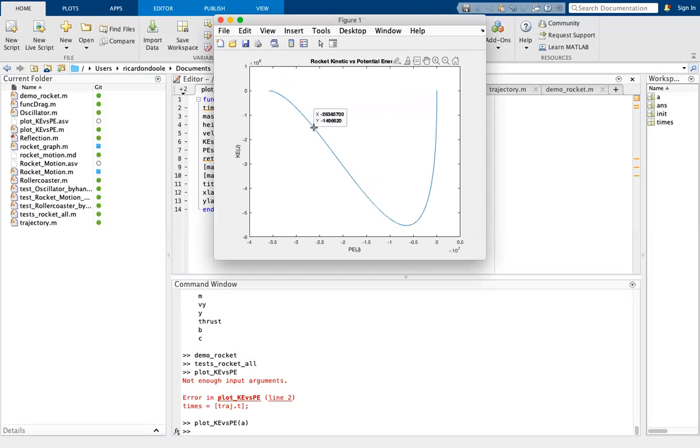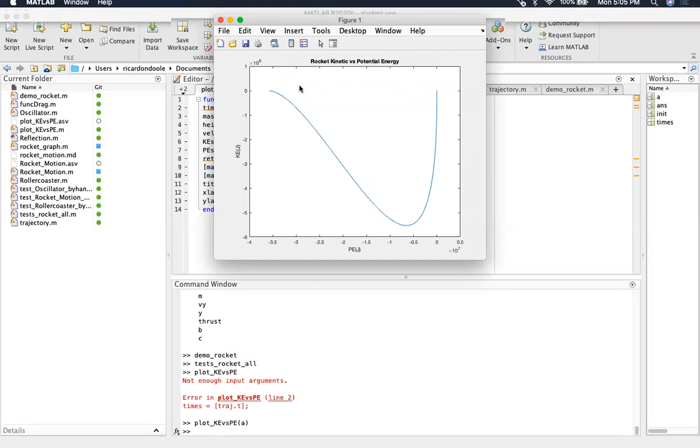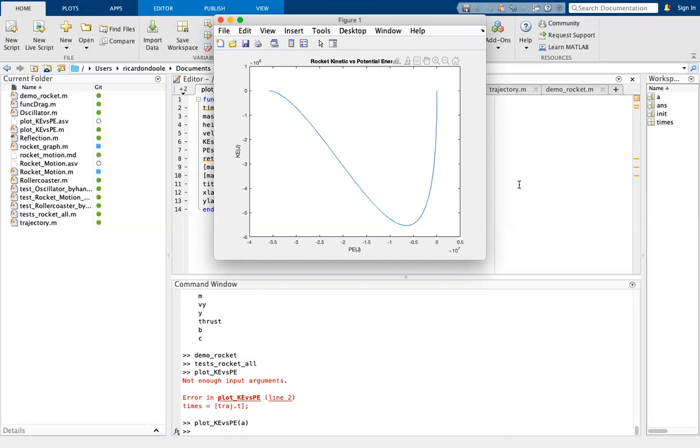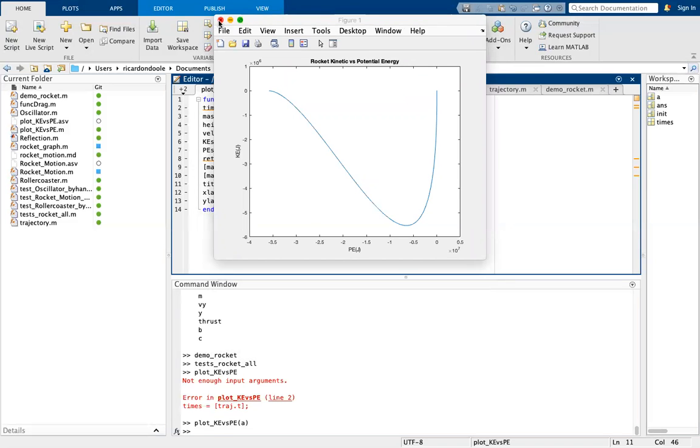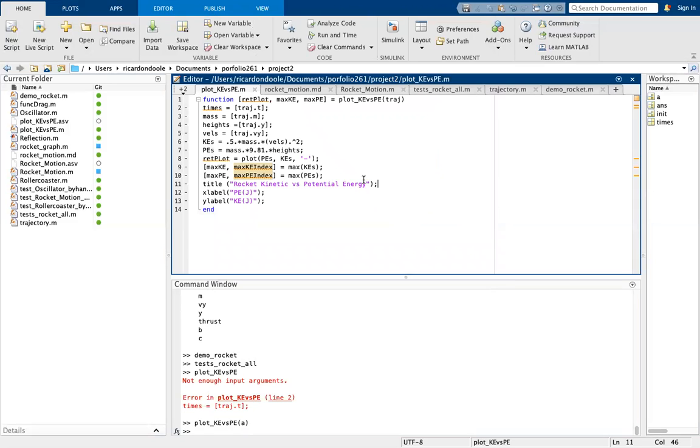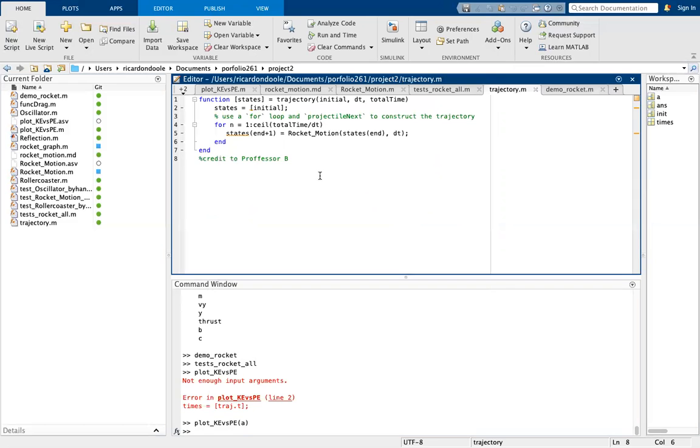That's my kinetic and potential energy for my rocket. Okay, here we go. I'll go ahead and show you guys my trajectory. I simply use Professor Becher's trajectory, and this is my demo.